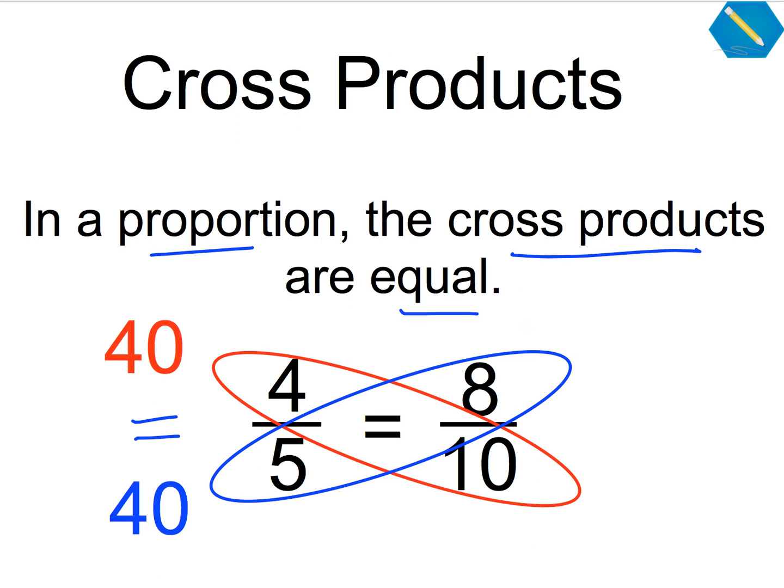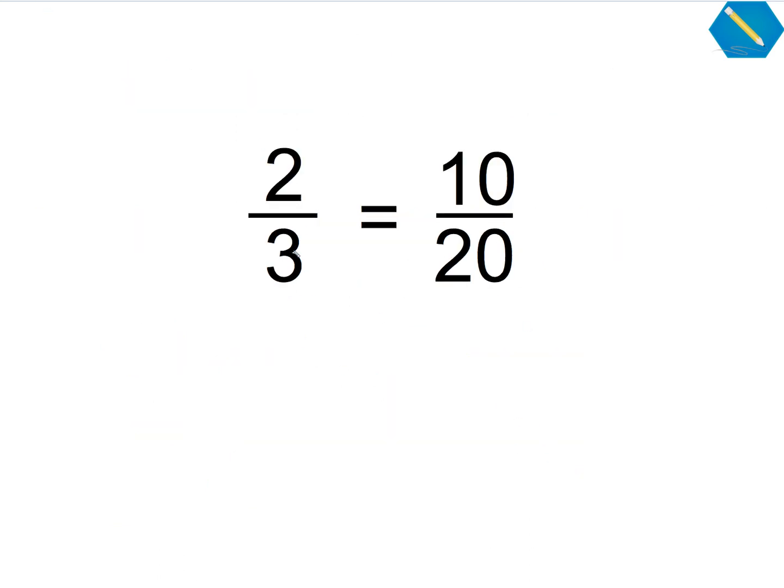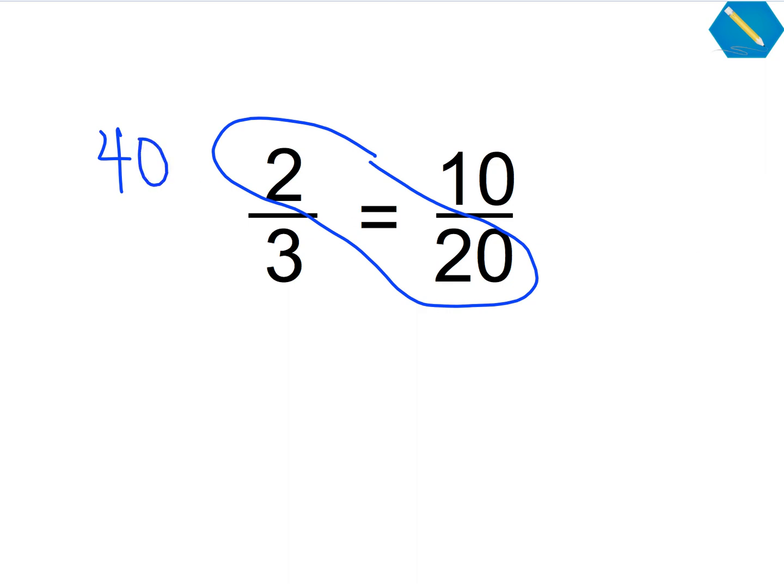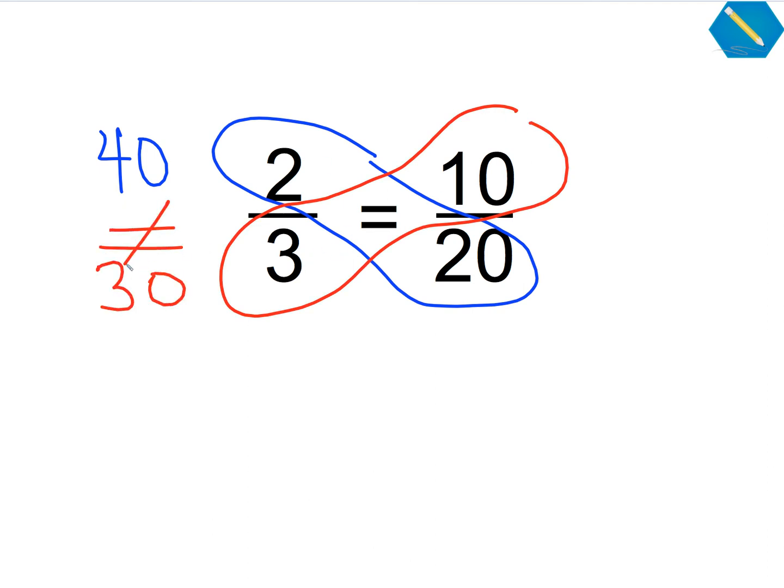Okay, let's look at another example like that. 2/3 equals 10/20. Again, we want to look at the numbers across from each other. So let's focus on 2 and 20. 2 times 20 is 40. And then we'll look at the other two numbers across from each other, 3 and 10. 3 times 10 is 30. 40 is not equal to 30, therefore this is not a proportion.